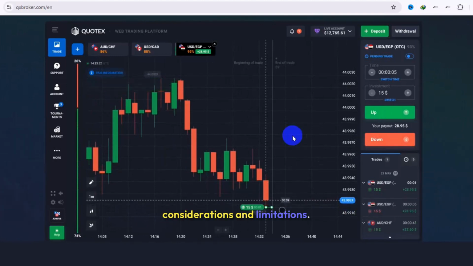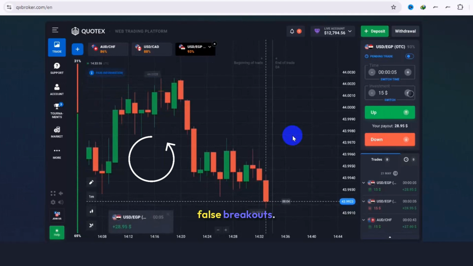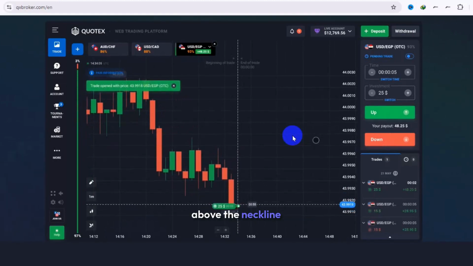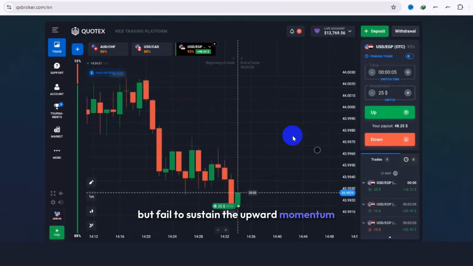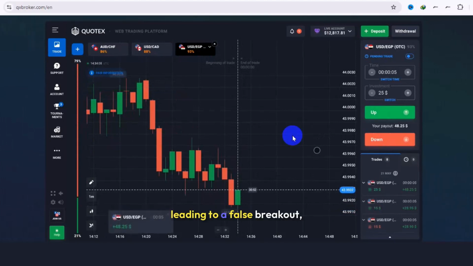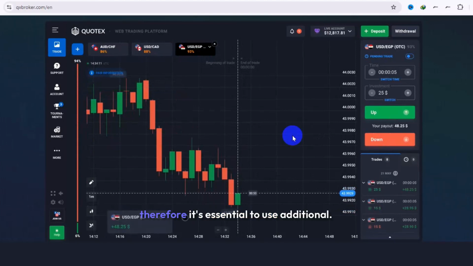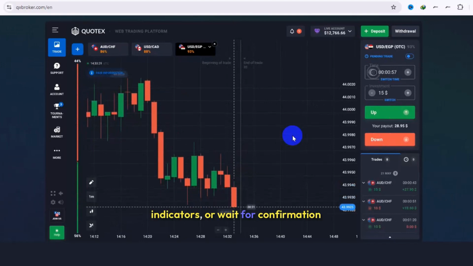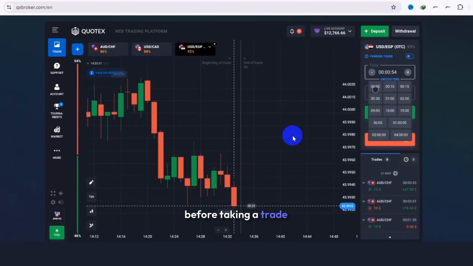Considerations and limitations. False breakouts. Not all double bottoms lead to a successful reversal. Sometimes the price might break above the neckline but fail to sustain the upward momentum, leading to a false breakout. Therefore, it's essential to use additional indicators or wait for confirmation before taking a trade.